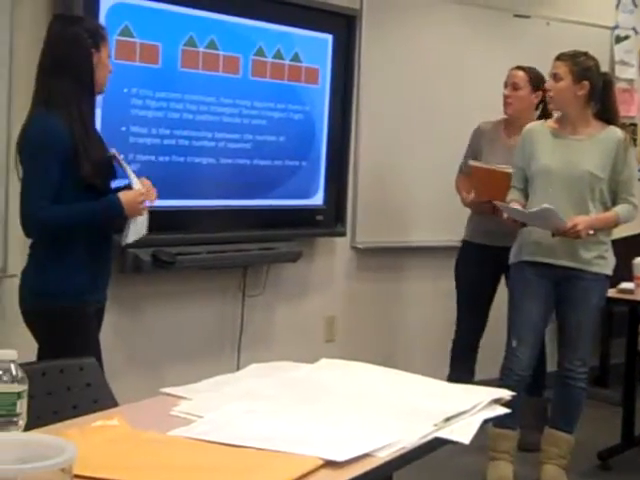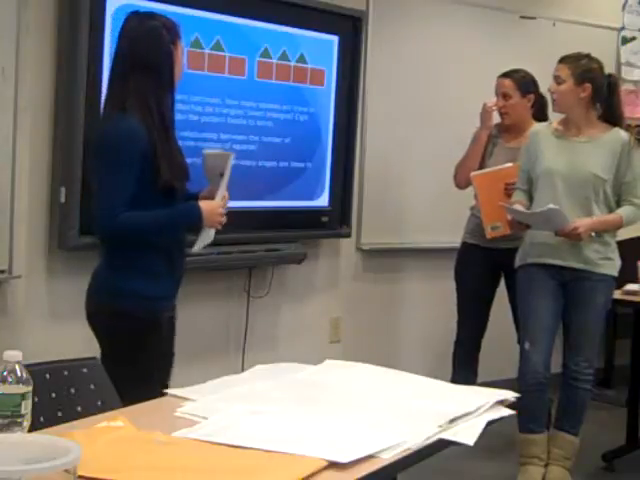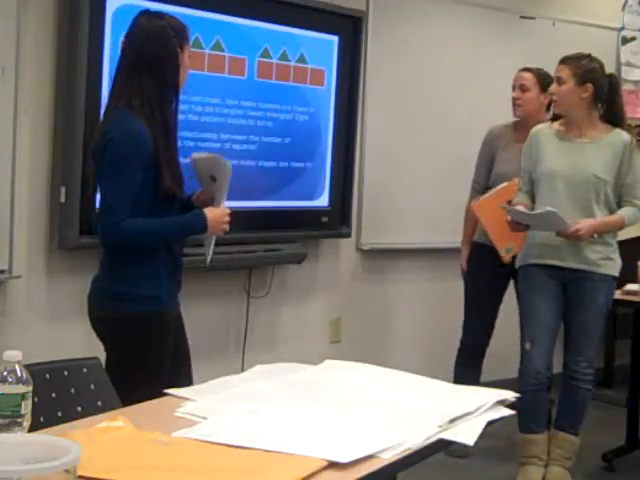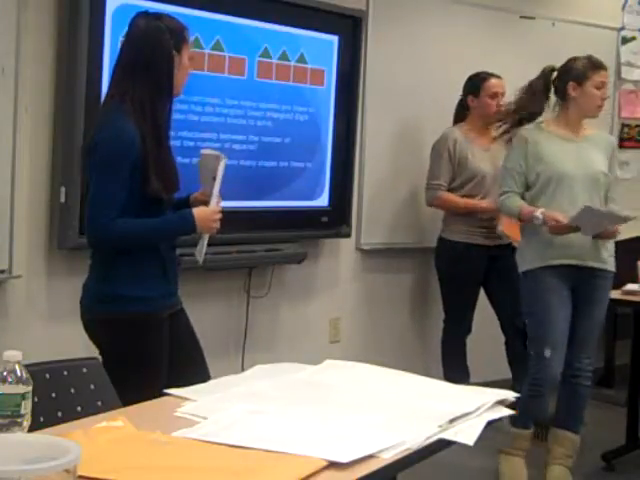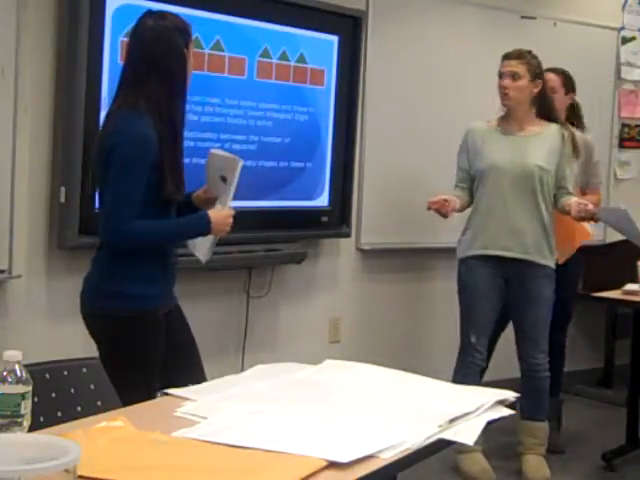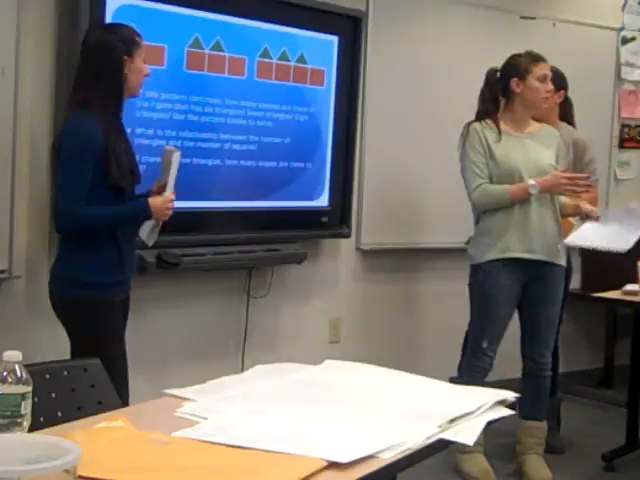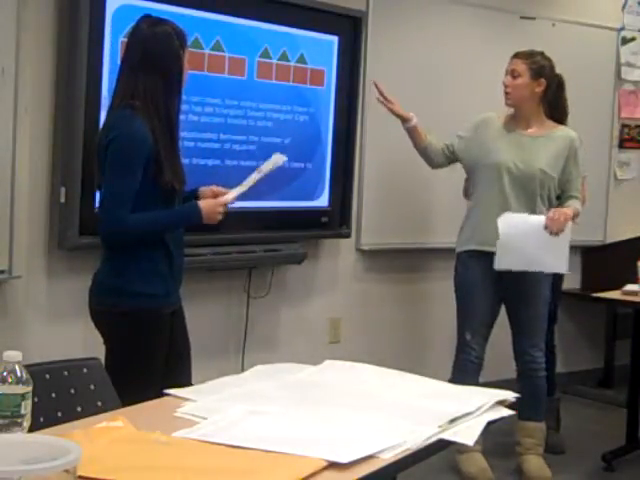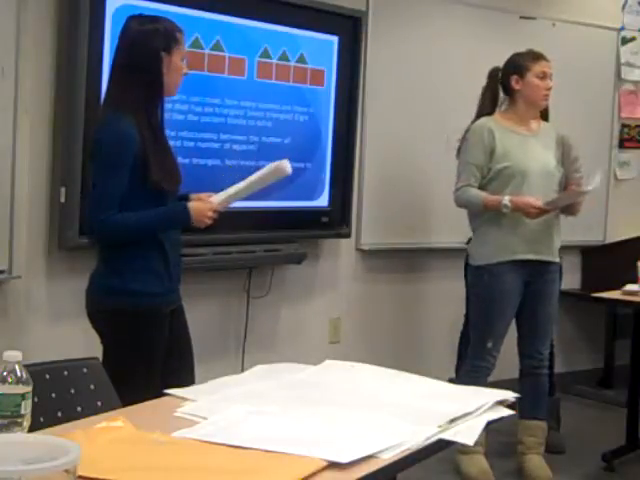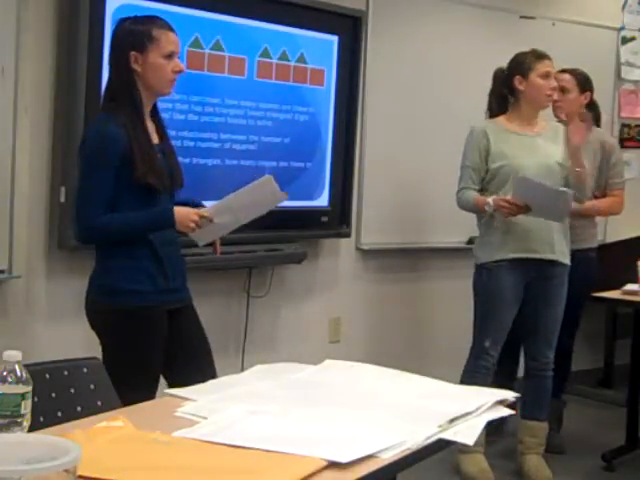If the pattern continues, how many squares are there in the figure that has 6 triangles? And then 7 triangles, 8 triangles, and you can use the pattern blocks to solve them. So they would basically just use the squares and the triangles. They would split it up from the rest of the shapes that we had, and they would create this and just answer the rest of the questions, depending on how many we asked for.